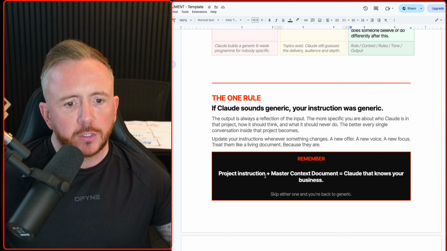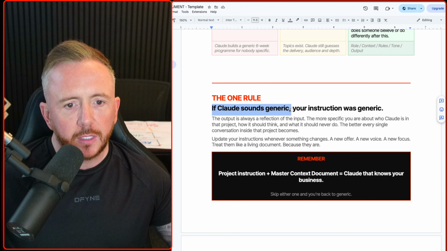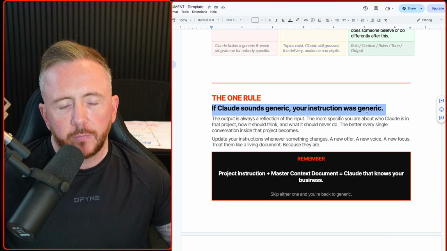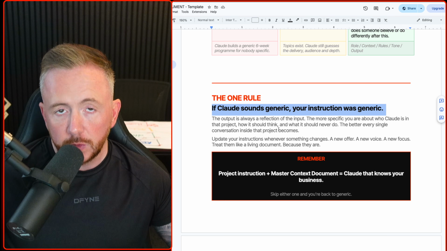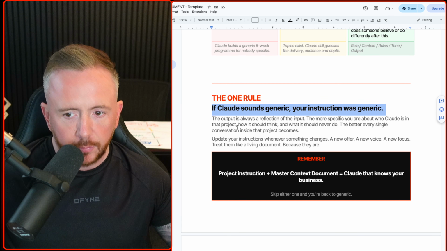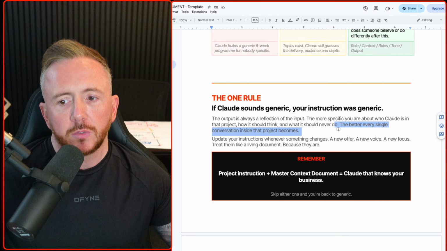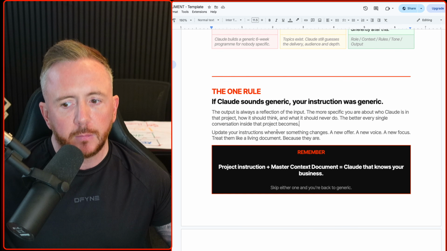Remember, project instructions plus master context document equals Claude that knows your business. If Claude sounds generic, your instruction was generic. The output is always a reflection of the input. The more specific you are about who Claude is in that project, how it should think, and what it should never do, the better every single conversation in that project becomes.